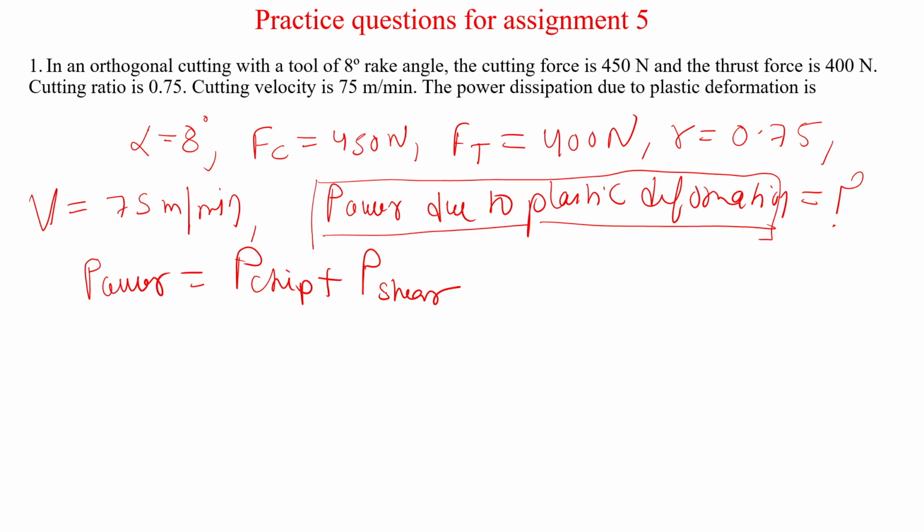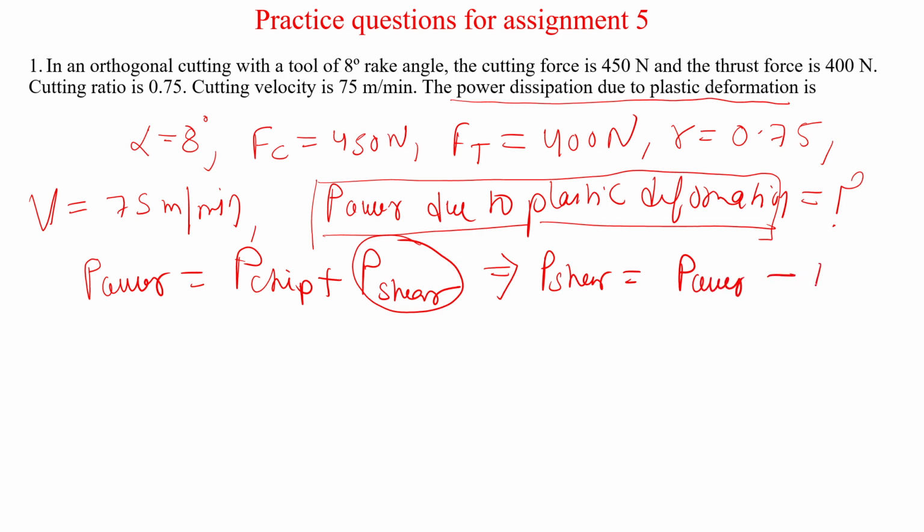So if it's asking the power dissipation due to plastic deformation, this means it is asking about the shear zone, this power P shear. Ultimately you can find this P shear equal to P total power minus power due to chip, right? Now let's calculate each and everything.